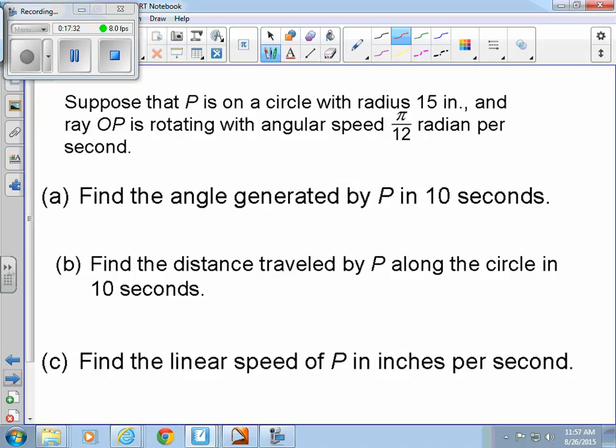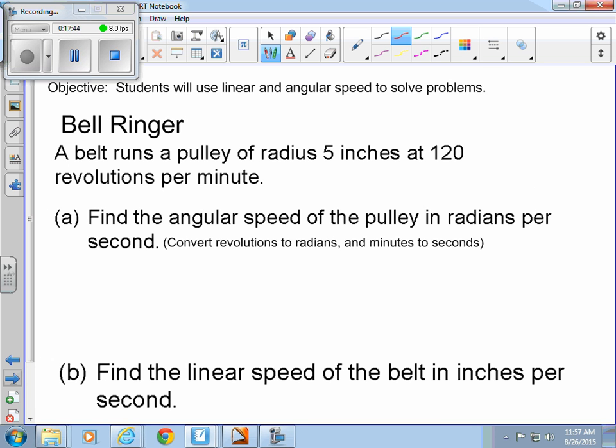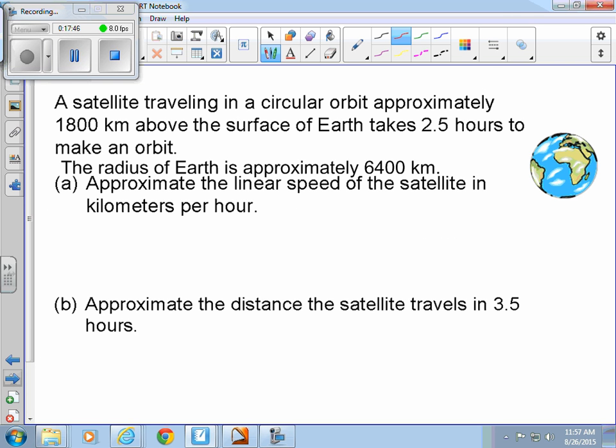Got another one. What time do we get out of here? 10 after? Right, or half days? 5 after? Okay, let me really quick show you the homework.